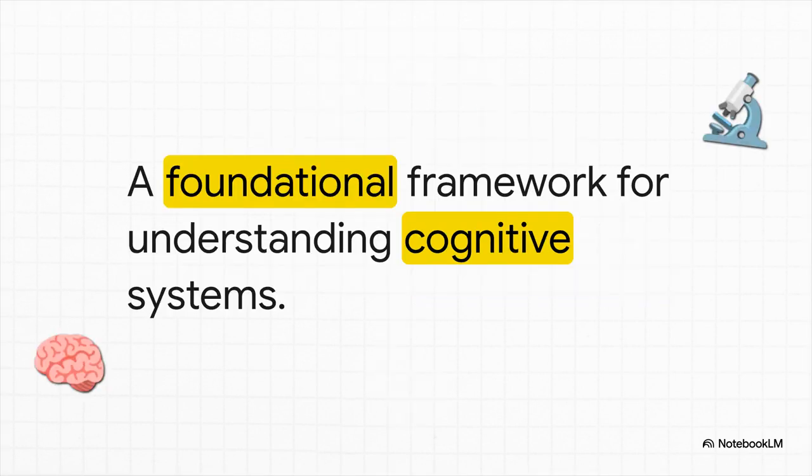Marr had this amazing idea. He said that to really understand a complex system like the brain, you have to look at it from three different levels. Think of them like different zoom lenses. For this explainer, we're going to zero in on the first two, the what and the how, because the tension between them reveals something truly profound about how our minds actually work. Let's start at the very top.